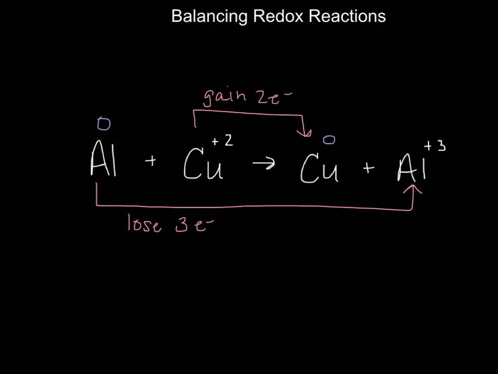And now we simply swap, and we'll use a different color for that. I'm going to multiply this one by 3, since my aluminum is losing 3 electrons. And this one I'm going to multiply by 2, since my copper is gaining 2 electrons. And then my multipliers are going to become my coefficients. So 2 for both of my aluminums and 3 for both of my coppers.